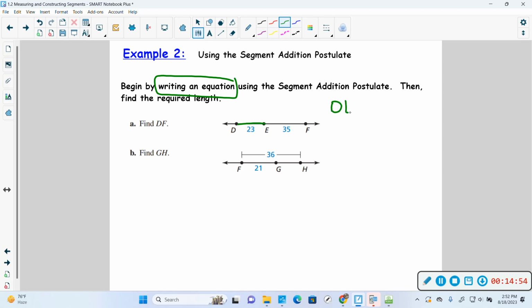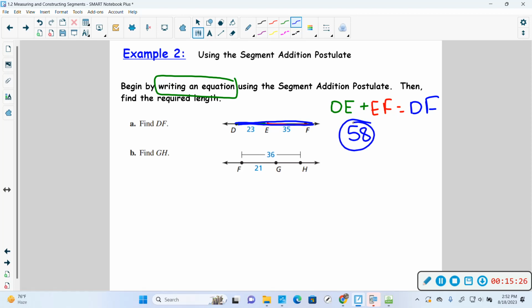The left segment, DE, plus the right segment, equals the length of the entire segment D to F. That's what I mean by an equation. Is it kind of necessary? Probably not, because I guarantee you have an answer. What's the length of DF? Tell me. 58. You added them up. 23 plus 35 is 58.